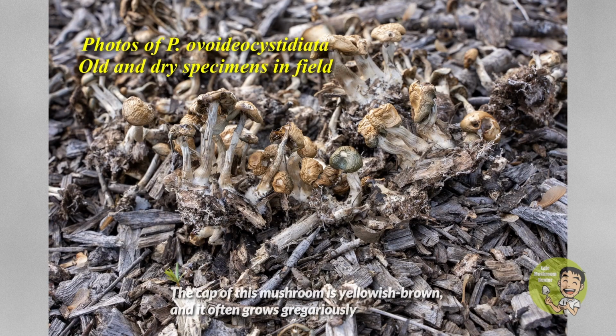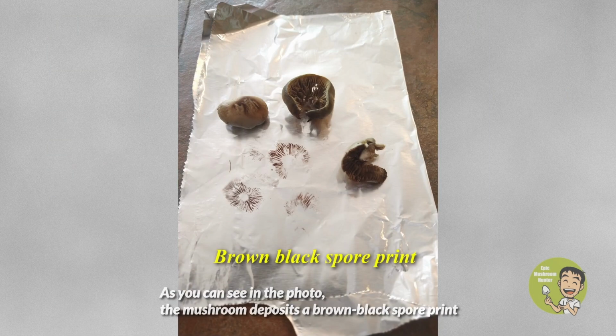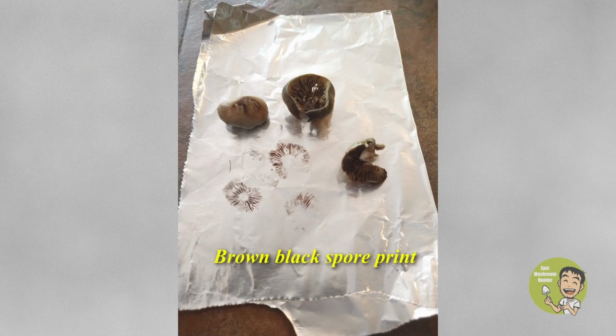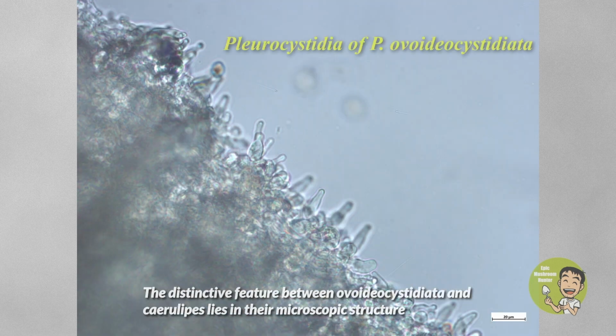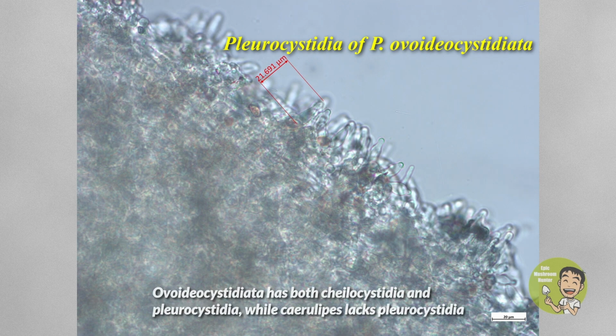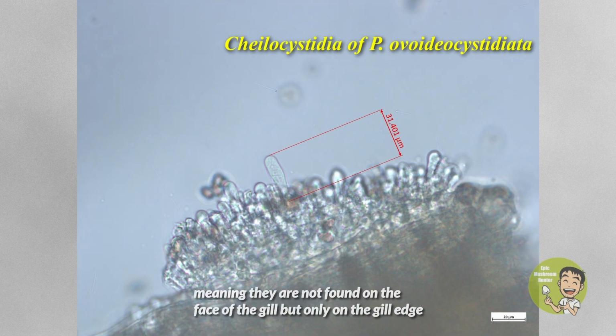The cap of this mushroom is yellowish-brown, and it often grows gregariously. Some specimens may display the typical bruising color. As you can see in the photo, the mushroom deposits a brown-black spore print. The distinctive feature between ovoideocystidiata and caerulipes lies in their microscopic structure. Ovoideocystidiata has both chelocystidia and pleurocystidia, while caerulipes lacks pleurocystidia, meaning they are not found on the face of the gill but only on the gill edge.